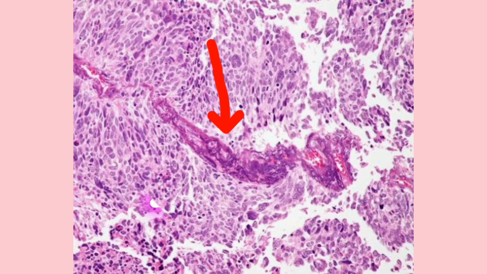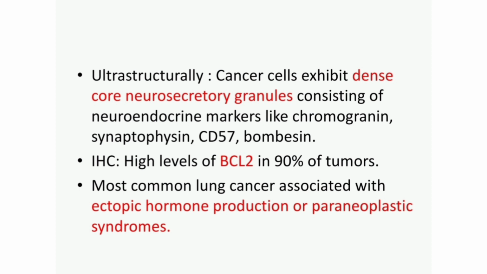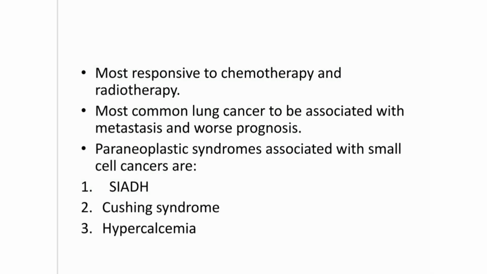In this picture you can appreciate जो छोटे blood vessels हैं उनके around small basophilic मतलब bluish color का there is staining due to nuclear DNA. This is Azzopardi effect. Ultrastructurally they exhibit dense core neurosecretory granules, very important. IHC marker is BCL2, in 90% of the tumors it is positive, and it is associated with paraneoplastic syndrome due to ectopic hormone production. The paraneoplastic syndrome associated is SIADH, Cushing syndrome and hypercalcemia.